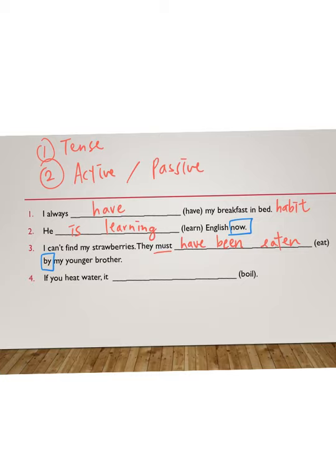Question number 4: if you heat water, it boils. If you look at the whole sentence pattern, this is actually a conditional sentence, conditional type 0, because we are talking about something which is always true. In conditional type 0, we use simple present tense for the if clause and also simple present tense for the main clause. So the answer is: if you heat water, it boils.